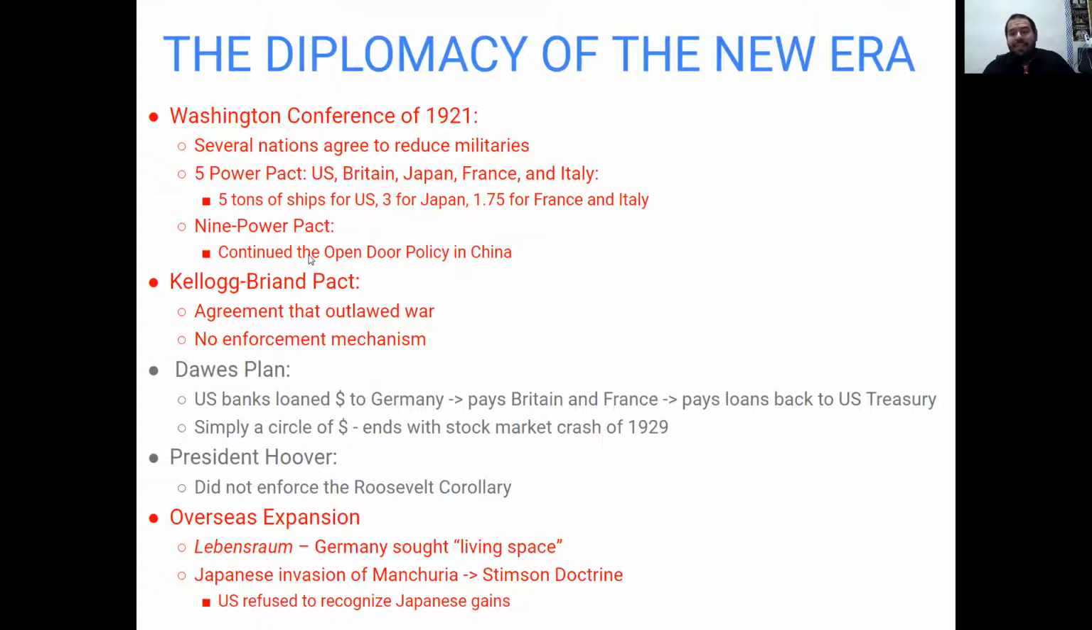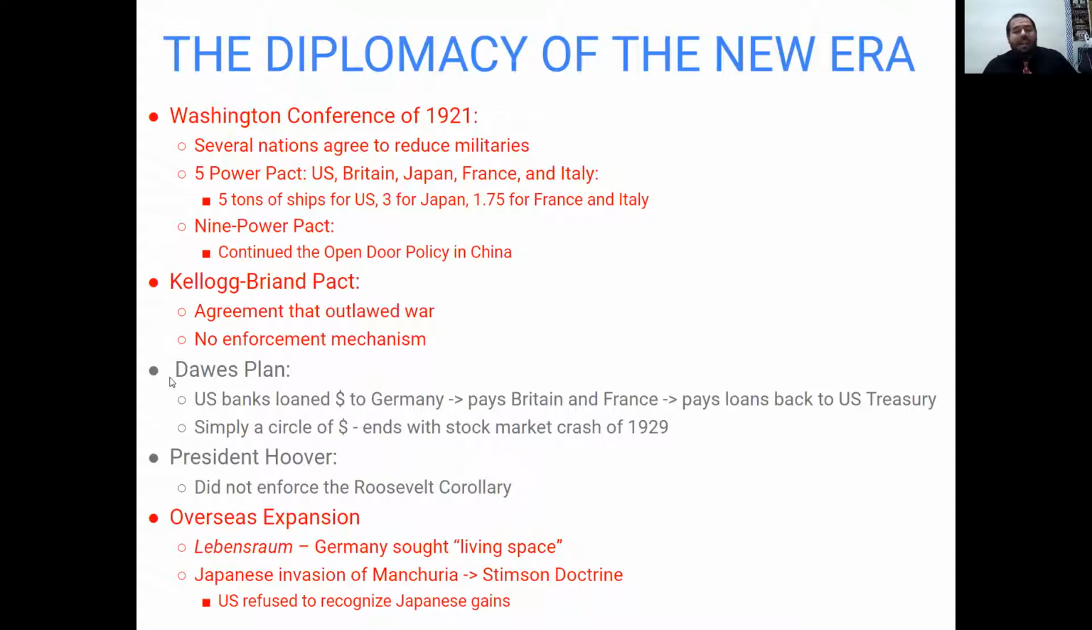Okay, you have the Kellogg-Briand Pact, which was an agreement that outlawed war. A lot of countries signed this because they saw how destructive World War I was. However, much like the League of Nations, there was no real enforcement mechanism in place. So good luck trying to stop that from happening.